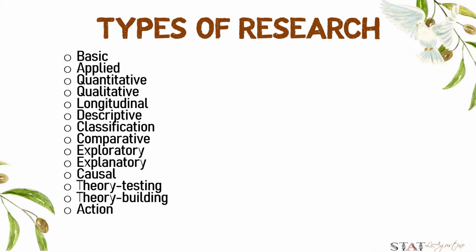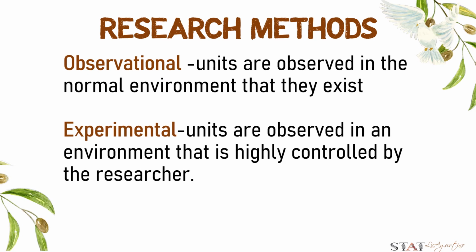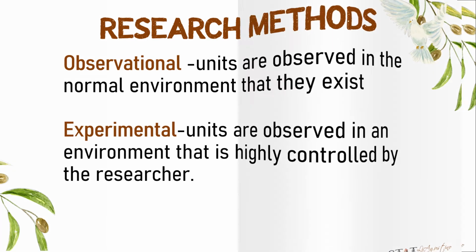types of research. We have the basic, the applied, the quantitative, the qualitative, the longitudinal. Usually it takes years. And then descriptive, which is usually in the Bible, and then classification or categorization, comparative, exploratory, explanatory, causal, theory testing, theory building, and action research. So, what are these research methods? You have observational, I've mentioned this before. Units are observed in the normal environment that they exist, and experimental units are observed in an environment that is highly controlled by the researcher, if that is your method.